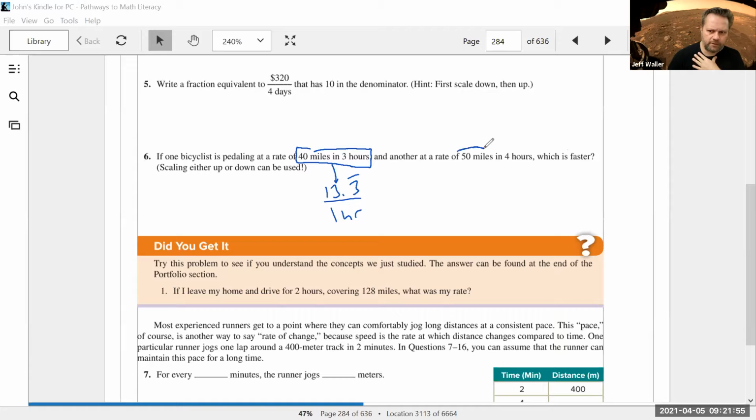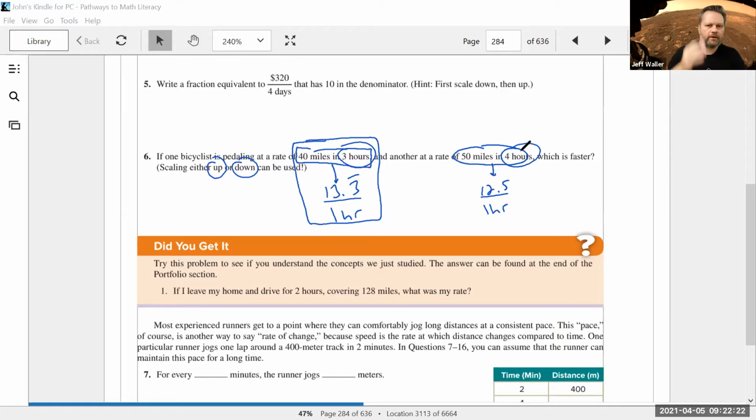And then you converted this to a unit rate also? Yes, sir. It's 12.5. Yeah, there you go. So I like that. So that's what I meant by scaling up or down. So you decided to scale down and just divided those real quick in the old calculator. I like it. So obviously then this person is going faster. And why is it easier to compare these two? Because right now this is based on a different amount of time. So I can't really compare them as they're given to me.